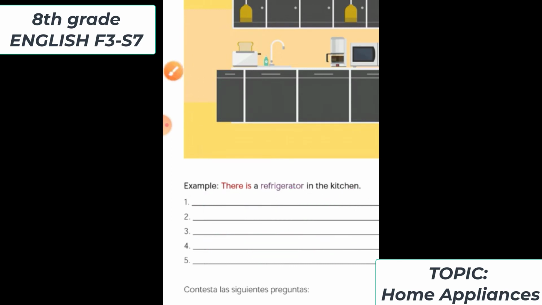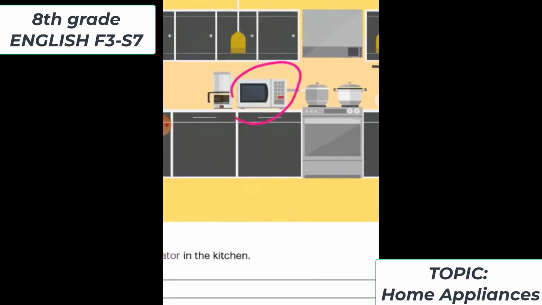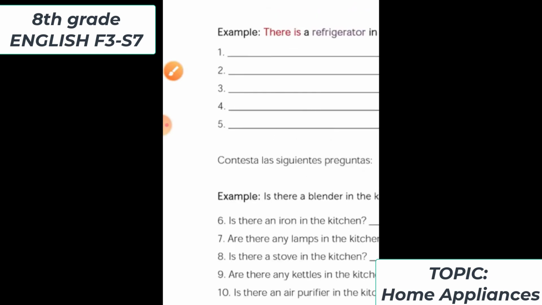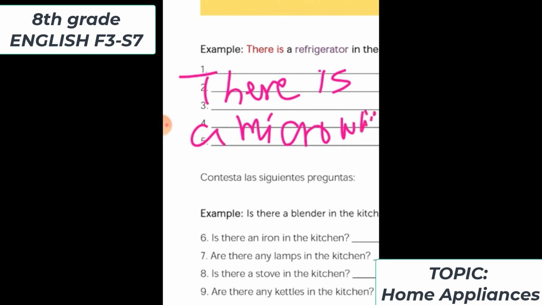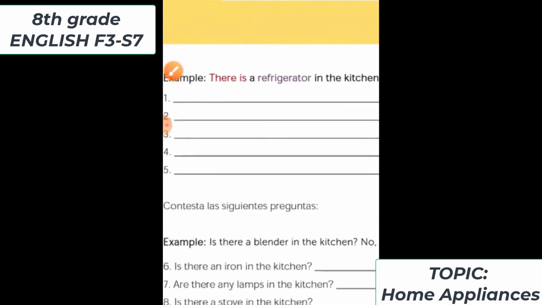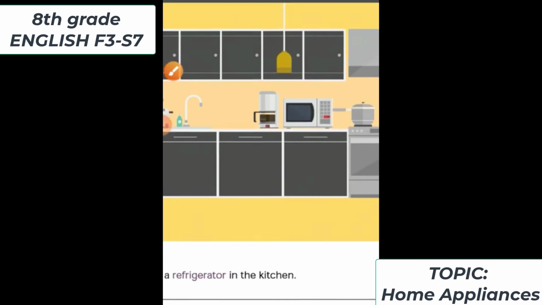Okay. Another example. We have a microwave here. Yes. Microwave. So let's write. There is a microwave. Okay? A microwave in the kitchen. There is a microwave in the kitchen. Okay?